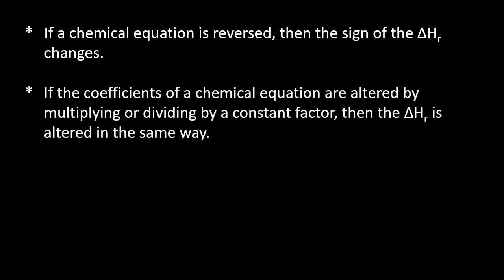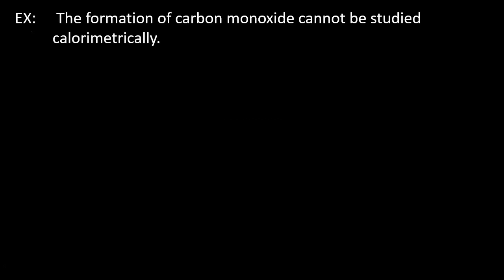If the coefficients of the chemical equation are altered by some multiple, then the delta H value has to be altered in the same way, right? Because remember, your delta H is a molar enthalpy. So let's do an example here. Formation of carbon monoxide. We can't study it calorimetrically, so we can use Hess's law then, using the heats of formation for carbon monoxide and carbon dioxide.